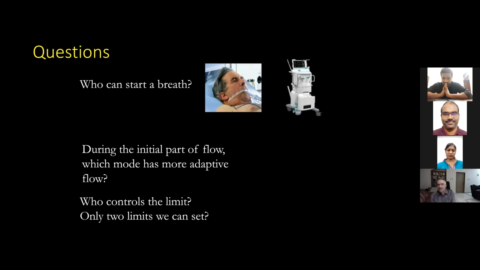What are the normal values that you set? If it's pressure trigger, then... Anbumani, can you add on that? What are the normal trigger values you set? So pressure trigger will be -1 or -2 centimeters of water, and the flow trigger should be 1 to 2 liters per minute.